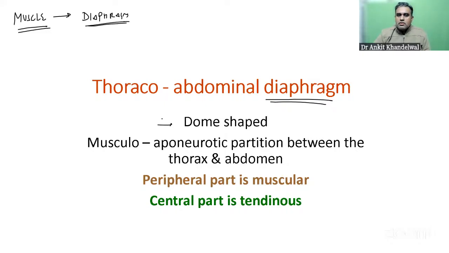It's dome shaped. It is like this. It's dome shaped if you look at it from straight forward. And it forms a partition between the thorax and abdomen. It's musculotendinous, mainly muscles here.